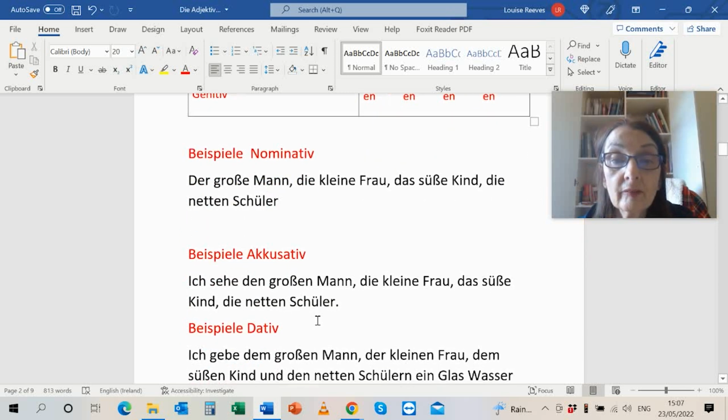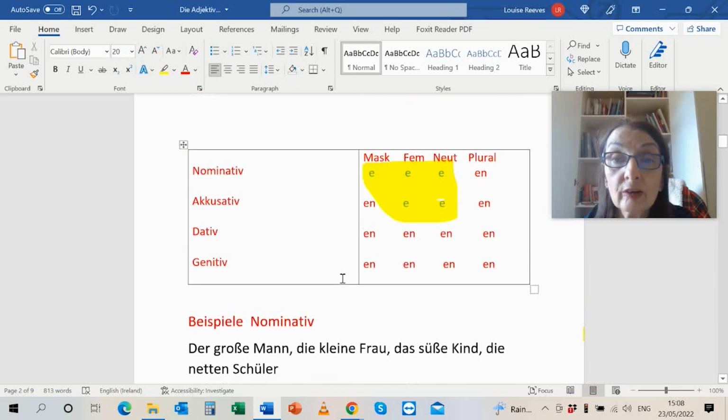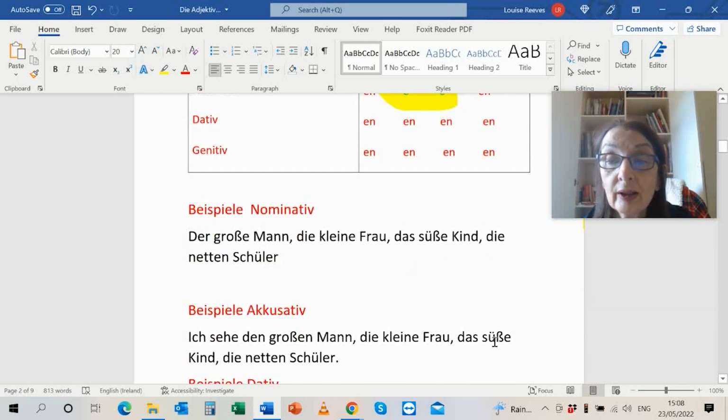A few examples of the accusative. I hope this young lady is going to get a good look at this. So, ich sehe den großen Mann. There's the accusative masculine ending in en. Remember, that was rule number 1. So we take a look at it again. Die kleine Frau, das süße Kind, and then the plural, die netten Schüler.